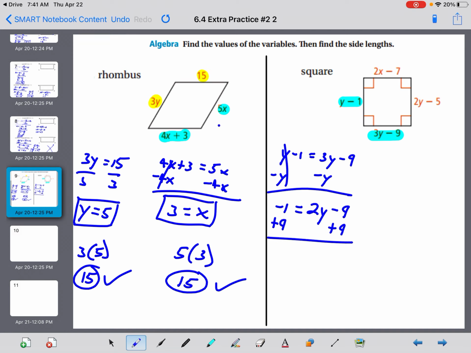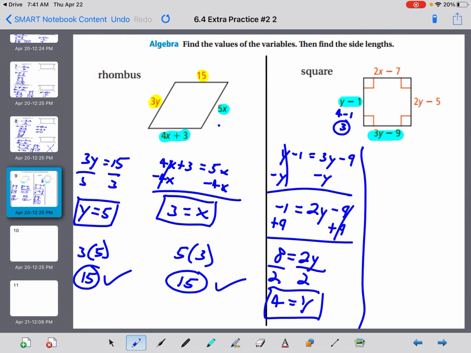Plus 9 on both sides. We get 8 equals 2y. Divide by 2, and we find that y is equal to 4. Okay, so you know that the equation is 4 minus 1, which is 3. So all of the sides should equal 3.